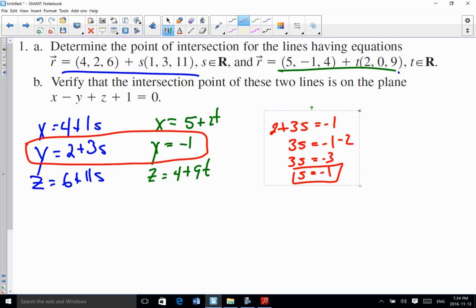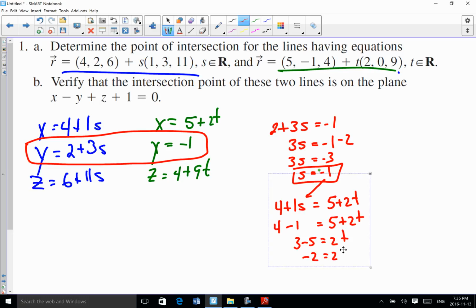Once we've got s, we can pick any other equation and solve for t. So let's use the x's. What do we know about the x's? We know that 4 plus 1s equals 5 plus 2t when these lines meet. We also know that s is -1, so we can put that in there and then solve for t. So we'll get 3 minus 5 is 2t, -2 is 2t, t is -1.